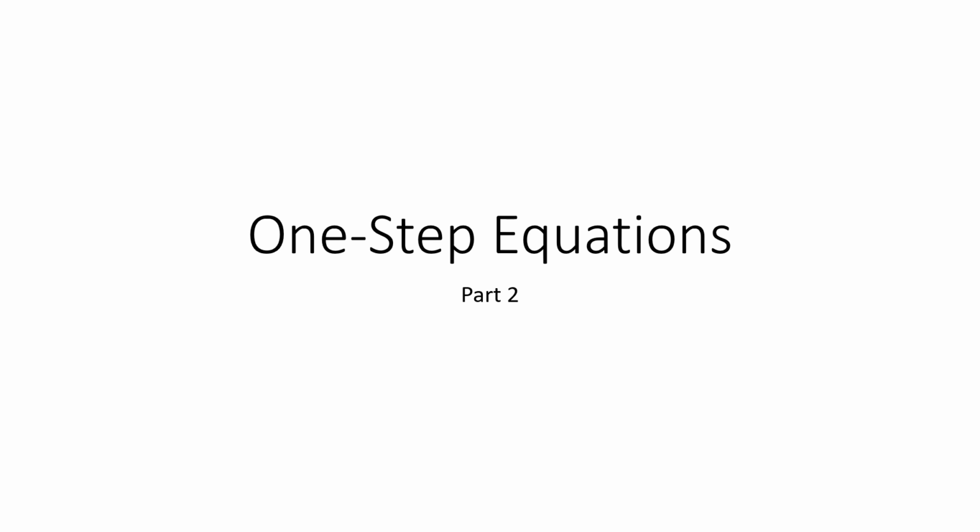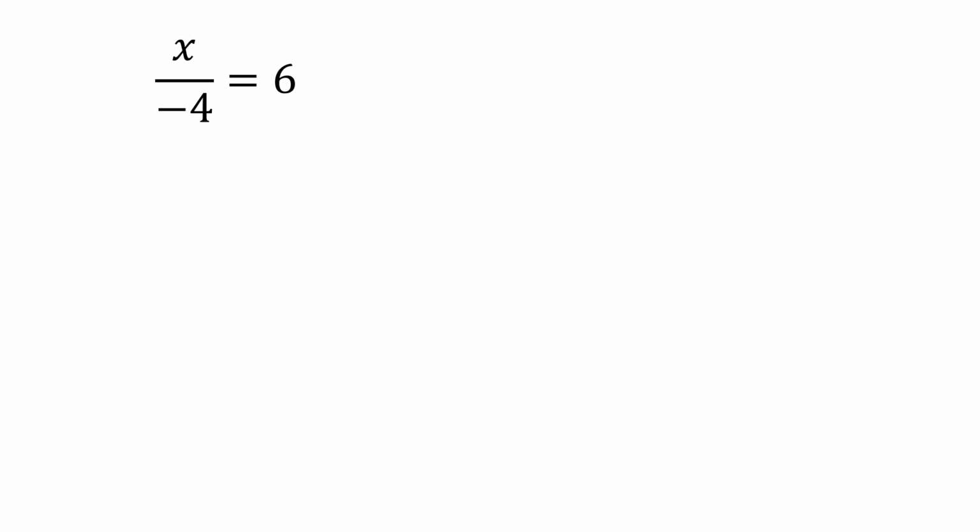Okay, here's a little more information about one-step equations. And before I get into this equation here, I want to show you an idea. How about 3 times 2? I'll put the 2 in parentheses there. Think about what that is. Now divide that answer by 3. What do you get? Well, you would get 2, because 3 times 2 is 6, and 6 divided by 3 is 2.